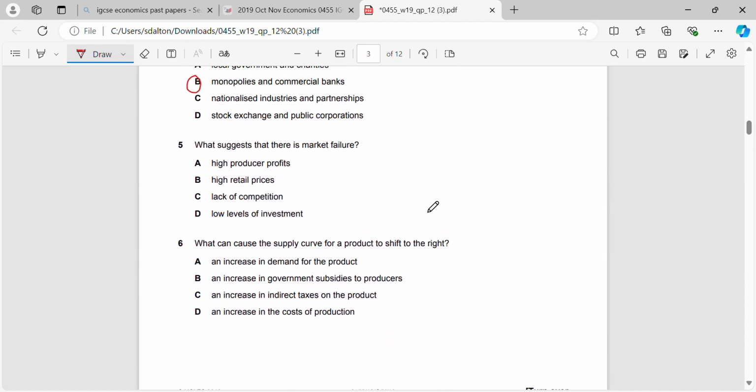Okay, factors that can change supply curve is question 6. So an increase in demand for the product does not shift the supply curve to the right. Increase in government subsidies, that will. Increase in government subsidies reduce the cost of production. It incentivizes them to supply more, so supply shifts to the right. An increase in indirect taxes on the product will shift the supply curve to the left, not to the right. And an increase in the cost of production will do the same thing. The supply curve will shift to the left, not to the right.